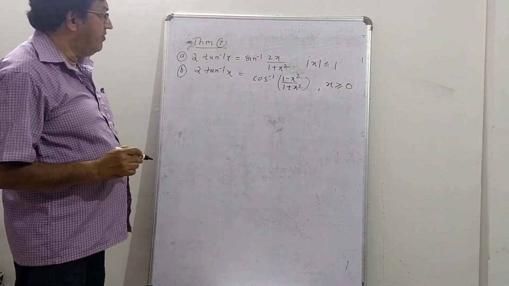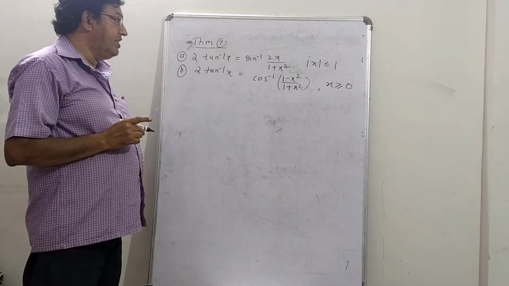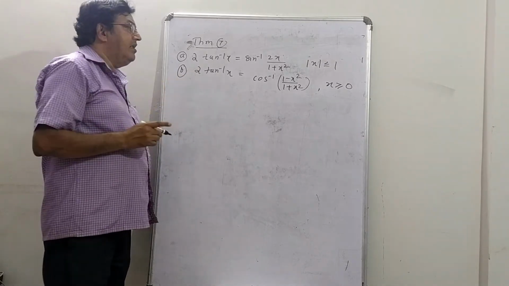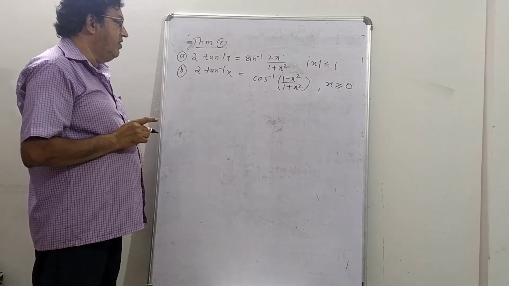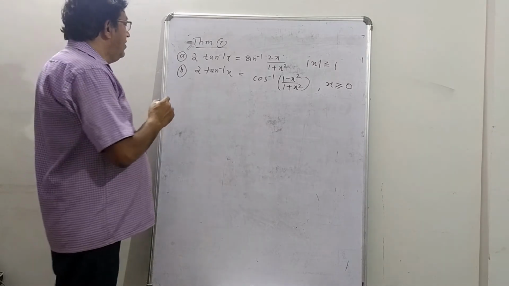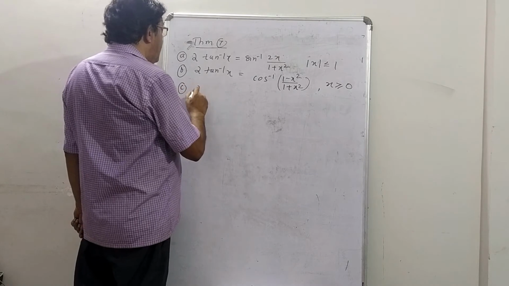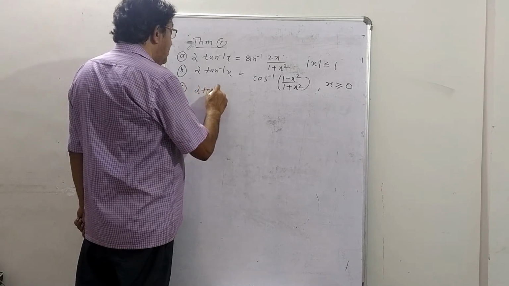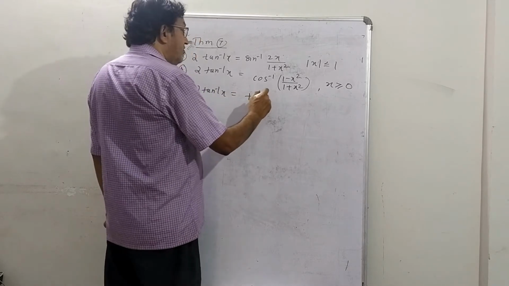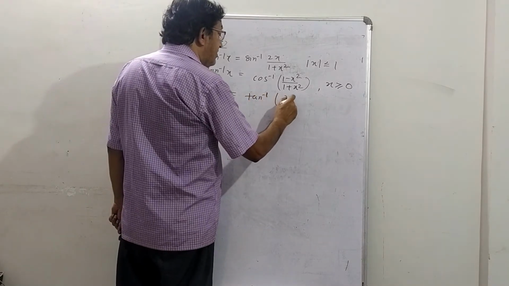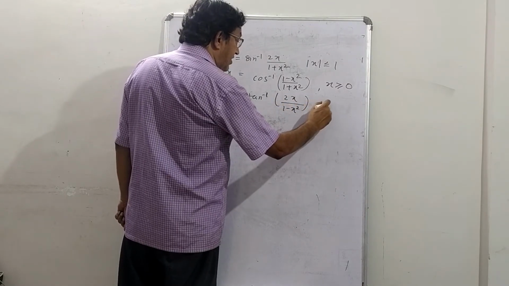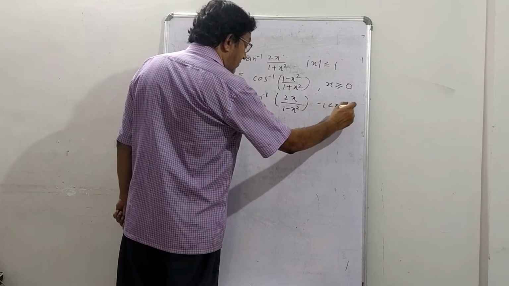So 2 tan inverse of x is sine inverse of 2x upon 1 plus x square for mod of x less than or equal to 1. 2 tan inverse of x is cos inverse of 1 minus x square upon 1 plus x square for x greater than or equal to 0. Third one, 2 tan inverse of x is again equal to tan inverse of 2x divided by 1 minus x square for minus 1 less than x less than plus 1.